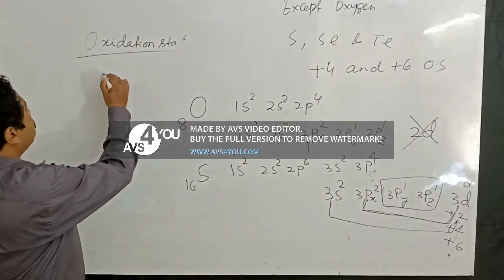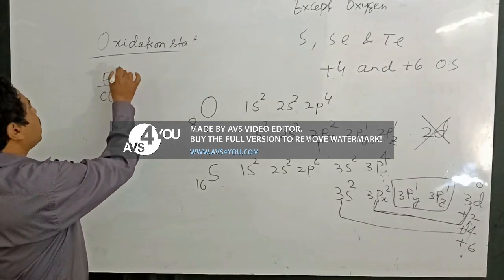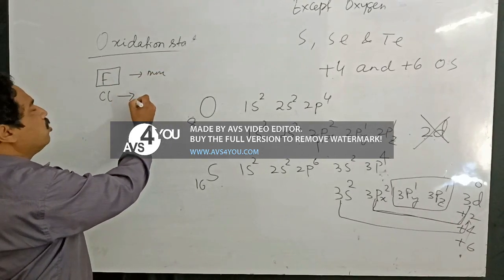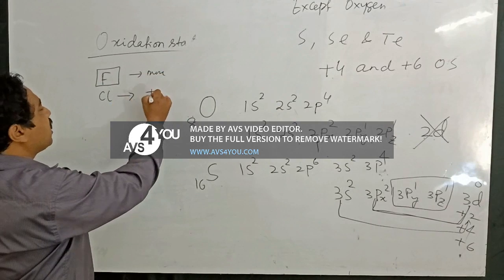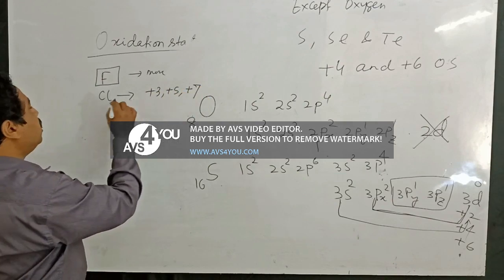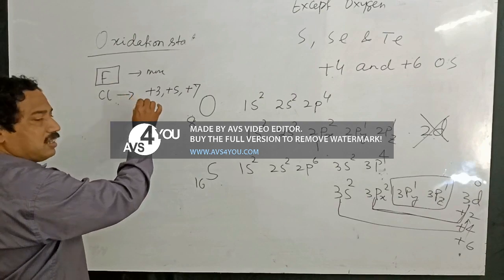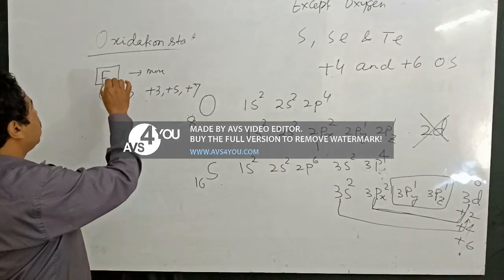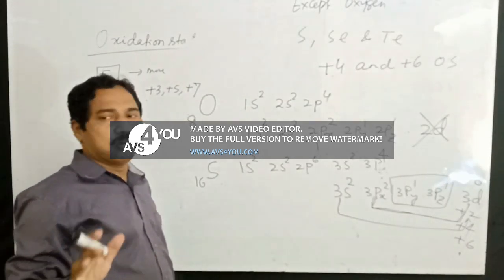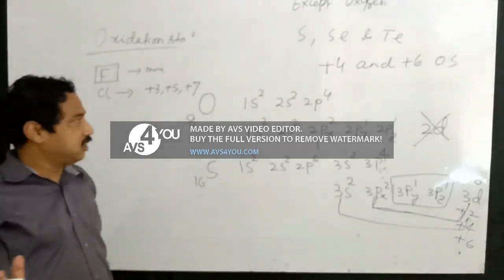In the halogens, we have studied fluorine and chlorine. Fluorine cannot expand its valency more than 1, but chlorine can show higher oxidation states like +3, +5, +7. This is only due to the presence of vacant d orbitals in the valence shell of chlorine. But in the case of fluorine, there is no vacant d orbital in its valence shell, so promotion of electrons to get more unpaired electrons is not possible.